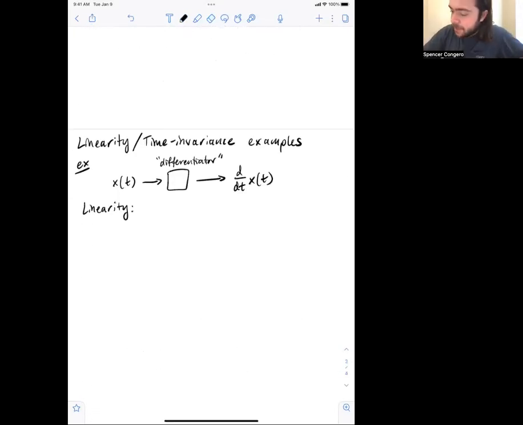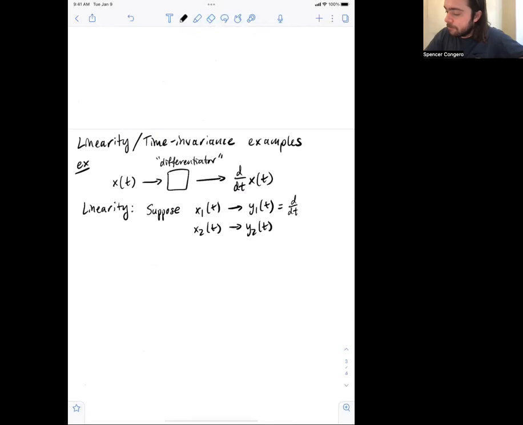What do we want to do? We want to suppose we have 2 inputs, x1 and x2. We're going to put them into our system, and they're going to produce some outputs, which I'll call y1 and y2. We know what the system is here. What's the output from x1? Well, it's its derivative. What's the output from x2 that I'm calling y2? It's just the derivative of x2. Just following the rule of the system.